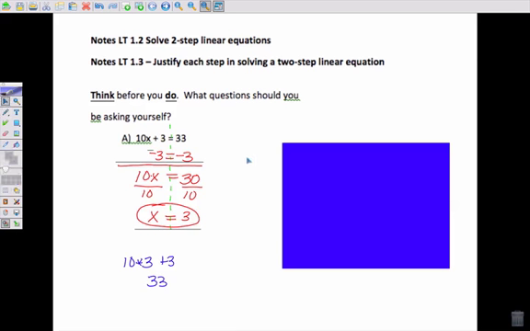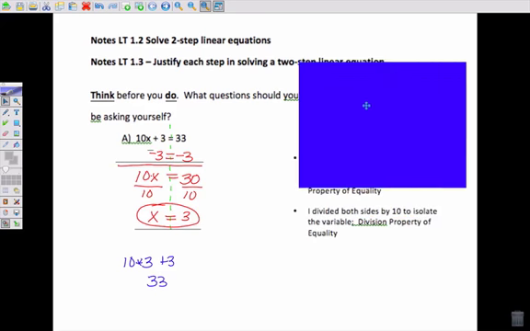Now the justification is what did I do, and I kind of talked through that as I did it, and why did I do it, and what allowed me to do it, what property. Because it takes a while to actually write that out, I typed it up and put it down here in the notes.